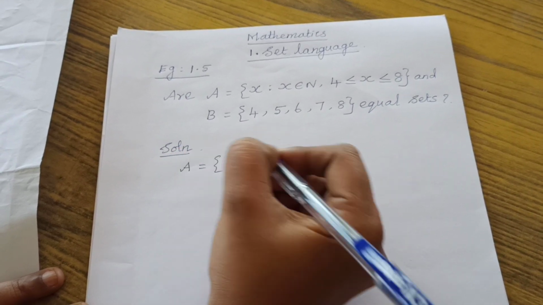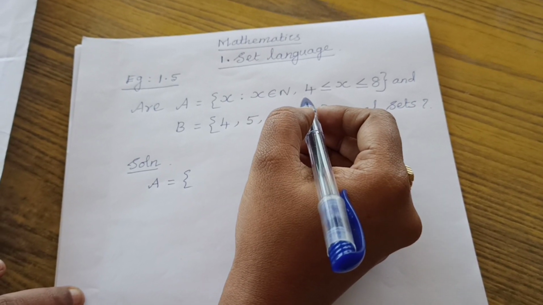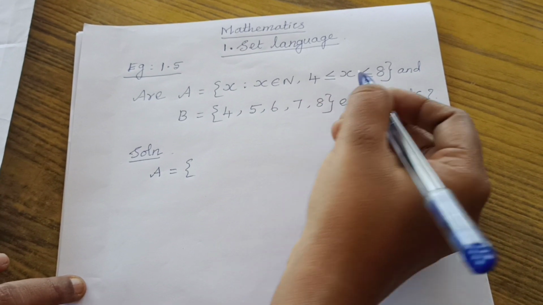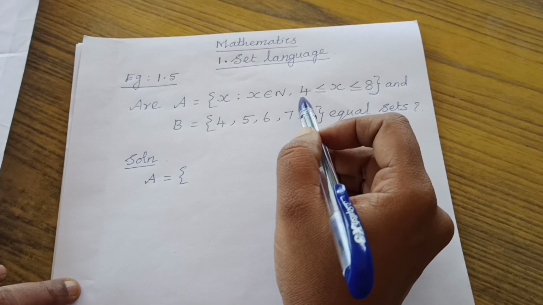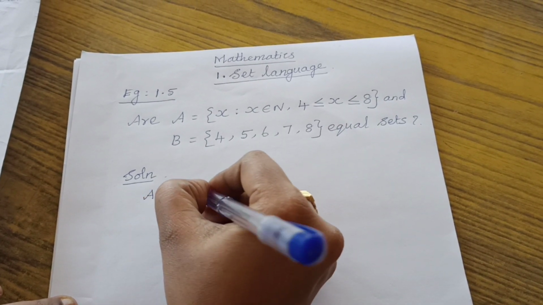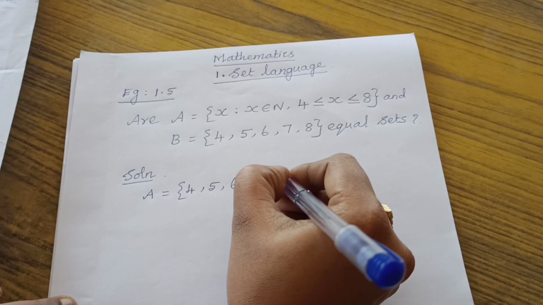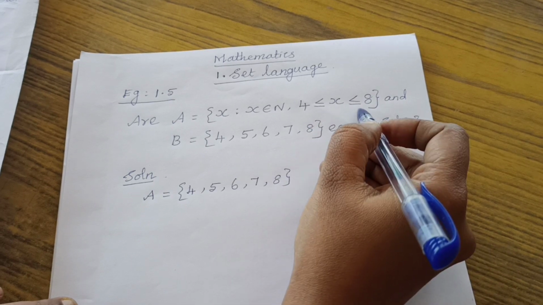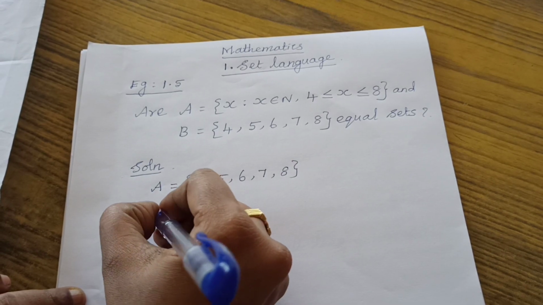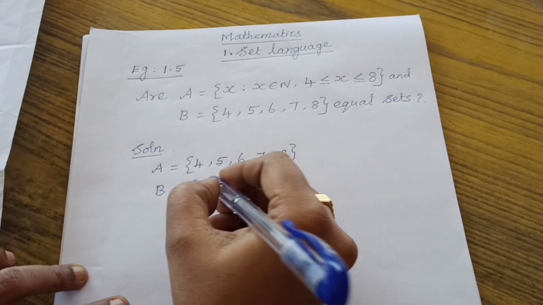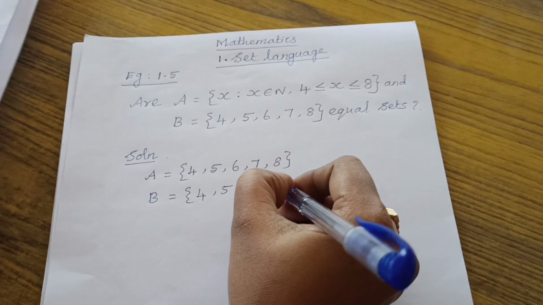A is equal to, write in the roster form, x such that x belongs to N, 4 less than or equal to x less than or equal to 8. In between numbers, what are the numbers? 4, 5, then 6, 7 and 8. Here less than or equal to is given, so 8 also we write here. Okay. Then B is equal to, here given 4, 5, 6, 7, 8.